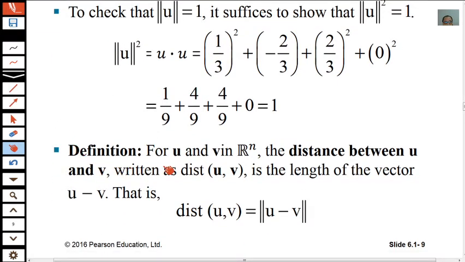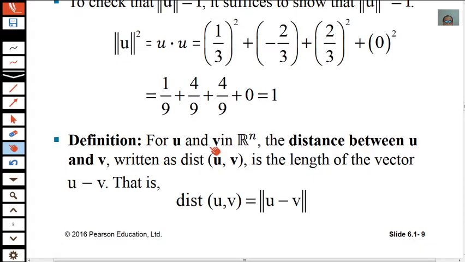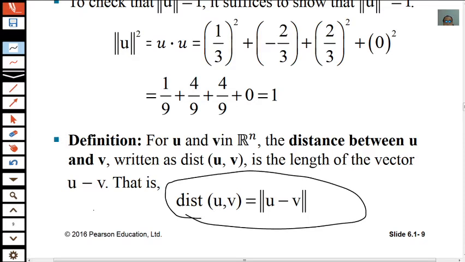And another important definition: for u and v in Rn, the distance between u and v, written as dist(u, v), is the length of the vector u minus v. In other words, the distance between u and v is the norm of the vector u minus v.